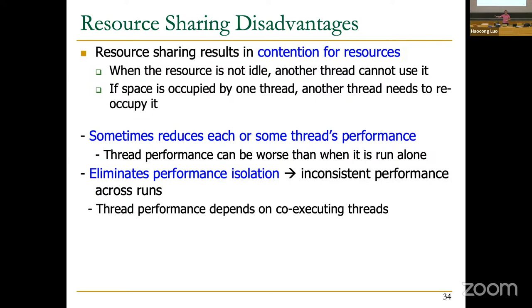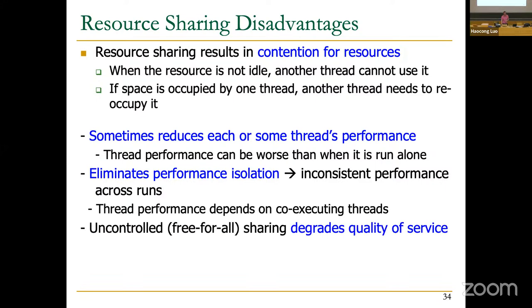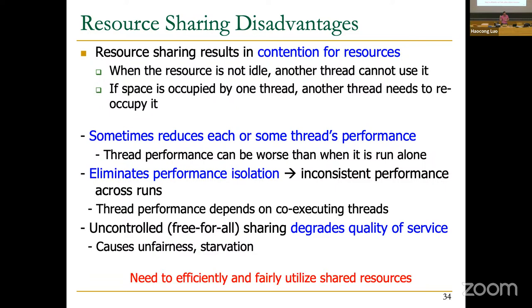Okay, so this is the downside of not having performance isolation, because you get very inconsistent results in terms of performance. Also this degrades quality of service, which is related to performance isolation. If you don't control this sort of sharing, you can have unfairness or starvation. Some thread may be hogging the resources, and another thread can be delayed indefinitely. We're going to see examples of this maybe in a later lecture, but I'm going to show you an example with the caches soon.